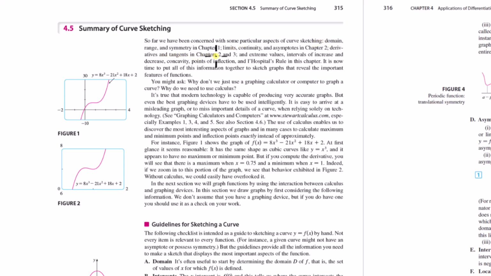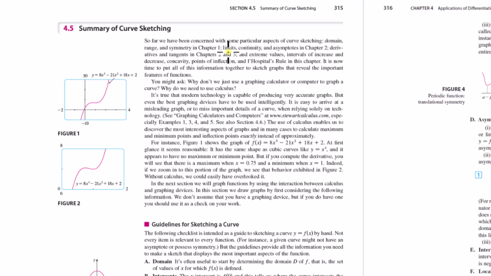Okay, so it says, so far we have been concerned with some particular aspects of curve sketching: domain, range, and symmetry in chapter 1. Chapter 1 was pre-calculus, which is algebra concepts relevant to calculus. In this section, we bring calculus and algebra together to analyze a function. You'll have a function and you'll first see what its domain is, what its range is, and whether there is any symmetry. Those are algebra concepts.